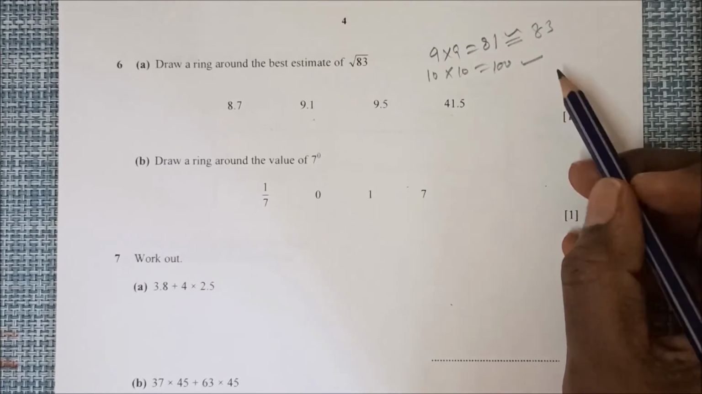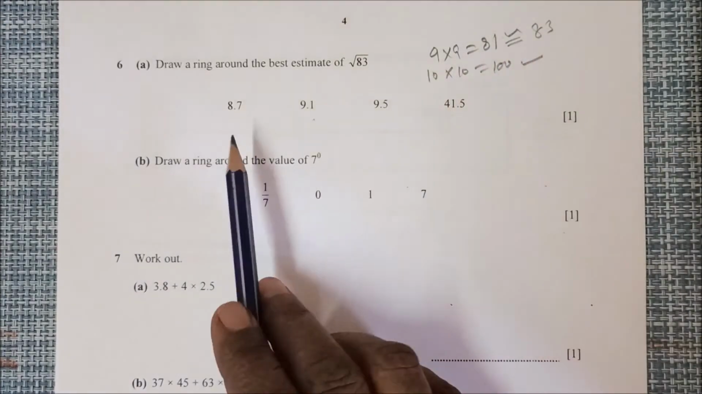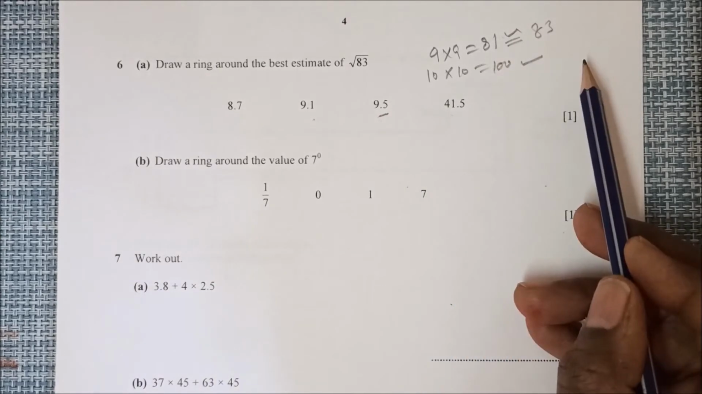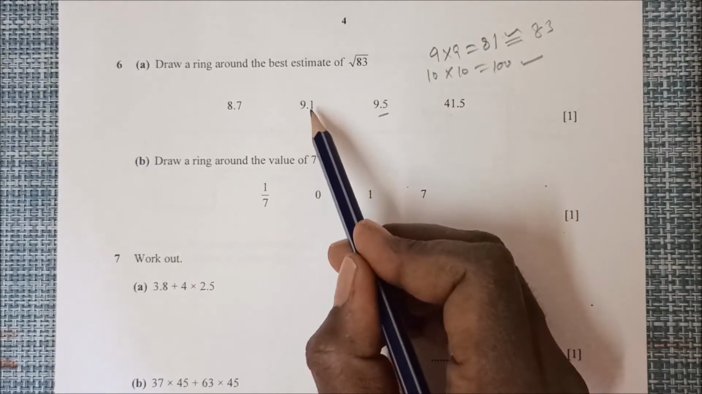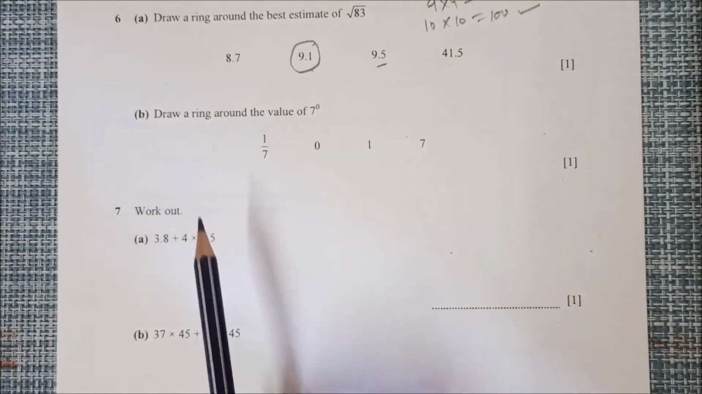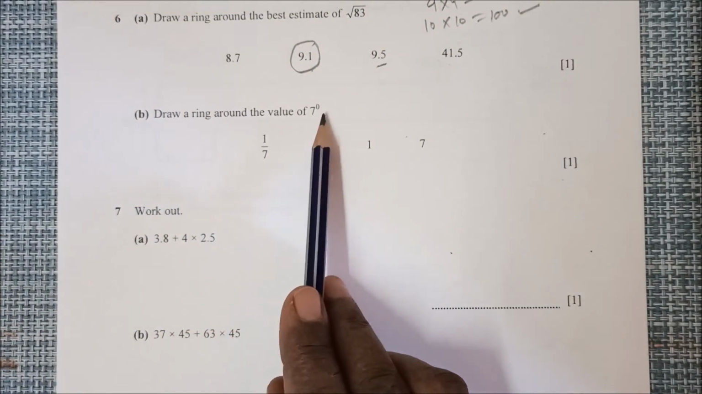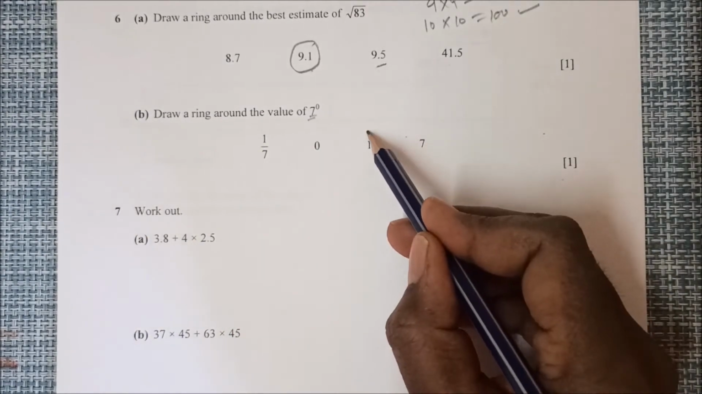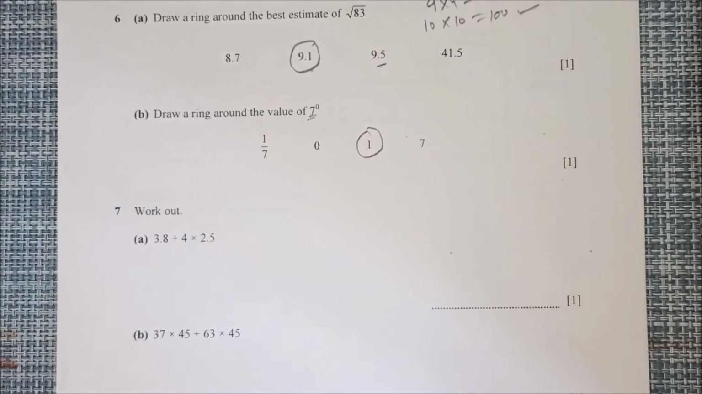So we can take a number which is closer to this, but we do not have 9 here. 9.5 is going to be far away. So the best option will be 9.1. Next, B part, draw a ring around the value of 7 power 0. Anything raised to power 0 is 1. So we are going to circle 1.